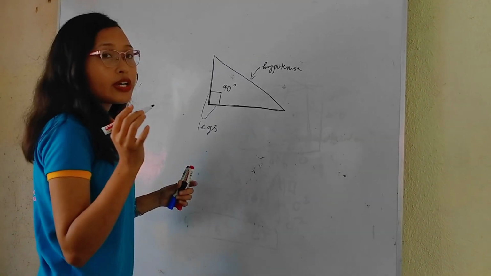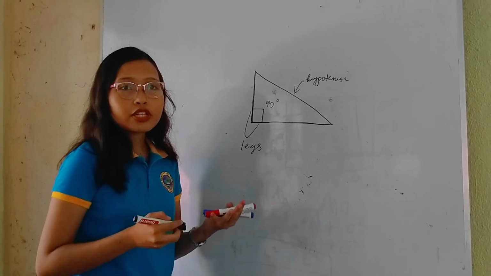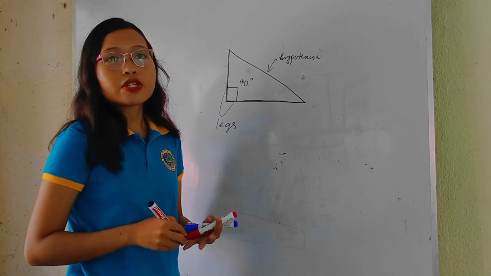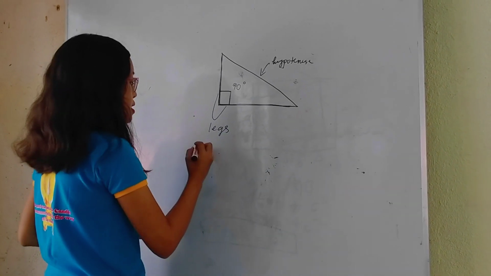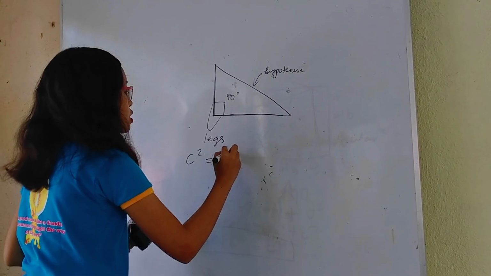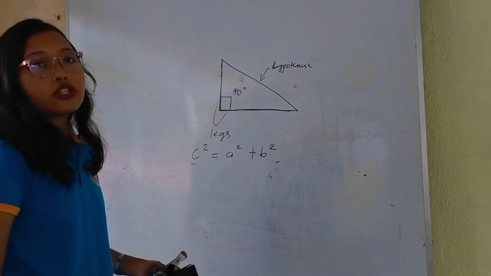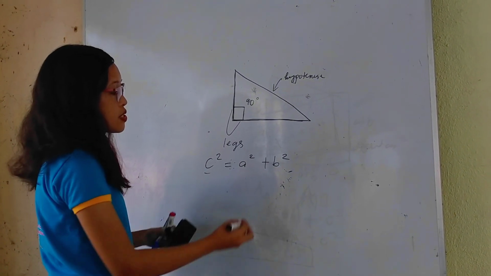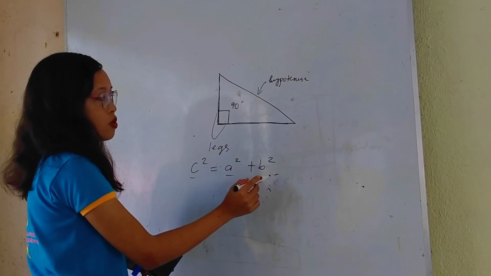The Pythagorean theorem states that the square of the hypotenuse is equal to the sum of the squares of the perpendicular and the base. So that is c squared is equal to a squared plus b squared. Here, c is the hypotenuse, a is the perpendicular, and b is the base.